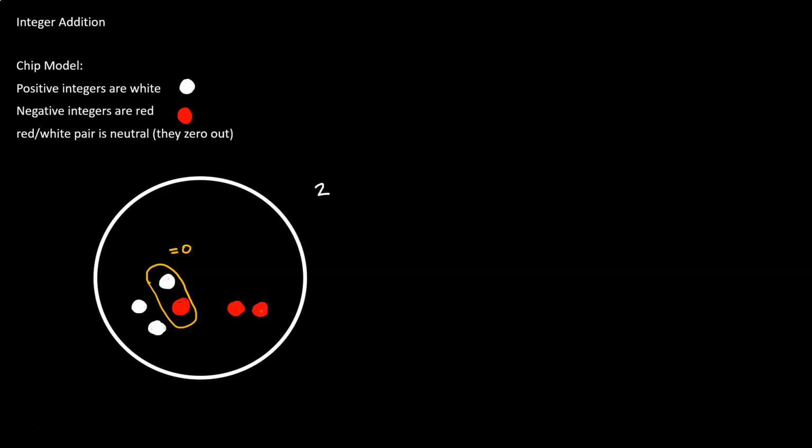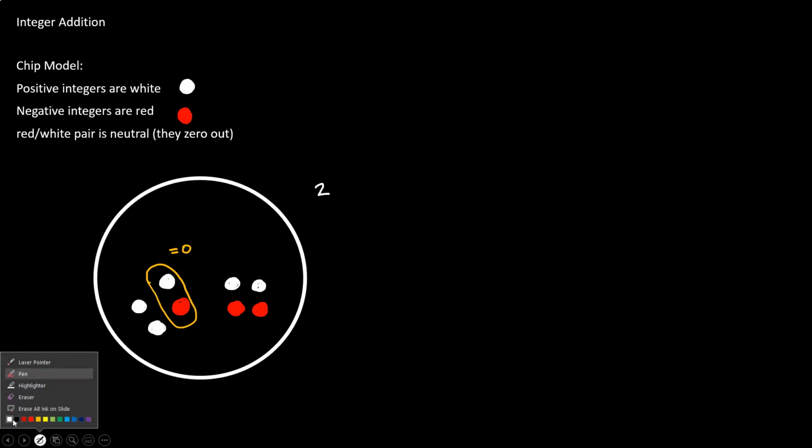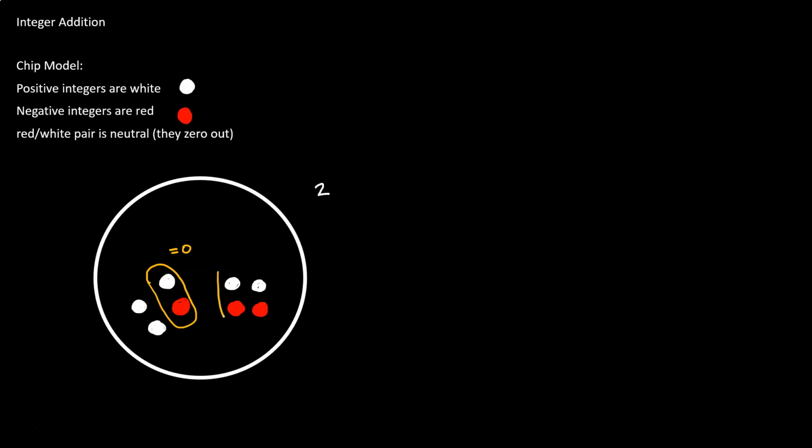So I've got 2 negatives. If I want neutral pairs, I need to match those up with 2 positives. Since every red dot that I added also had a white dot to pair with it, I basically added 0 to my model. So what's in the circle is still a value of positive 2.